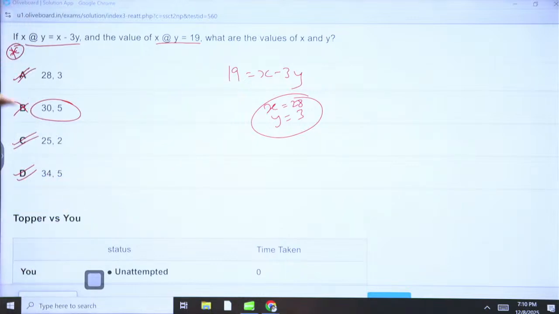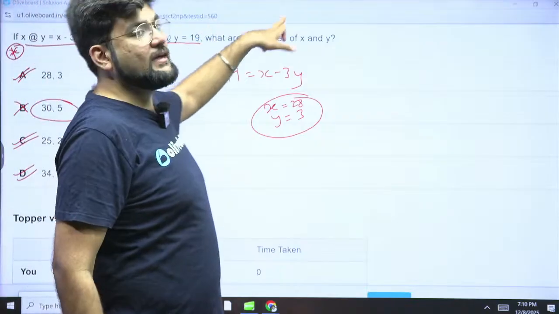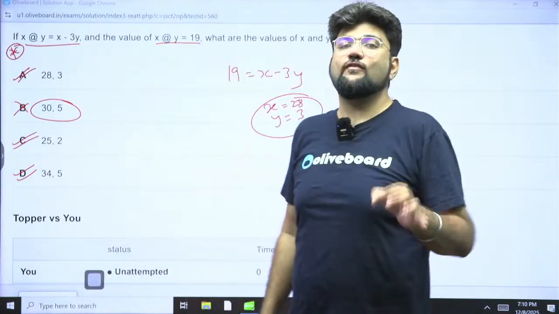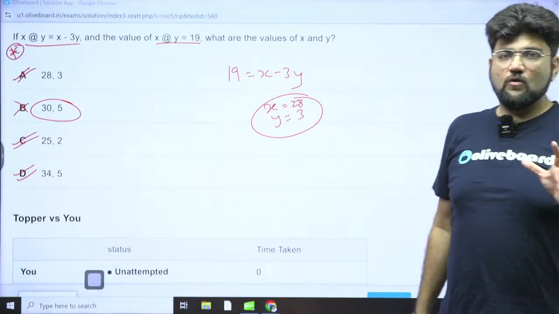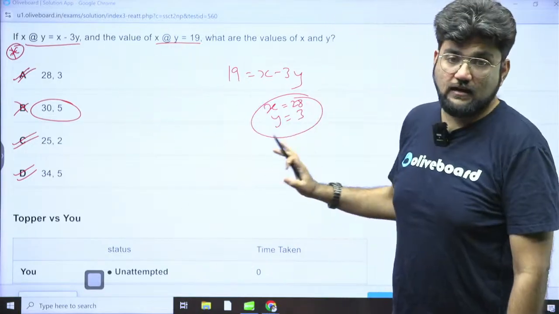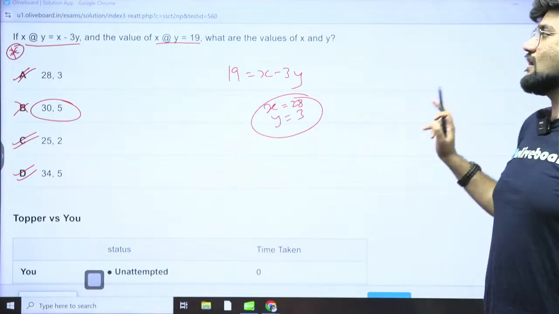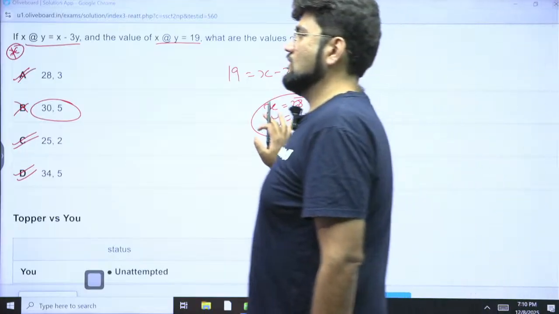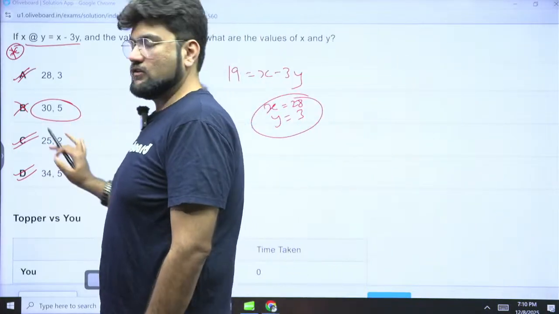Now we can't have 3 correct answers. So either the question should have been which of the following are not values of x and y which are possible, or they should have changed the value. So technically this question is incorrect. You can raise a report for this particular question.